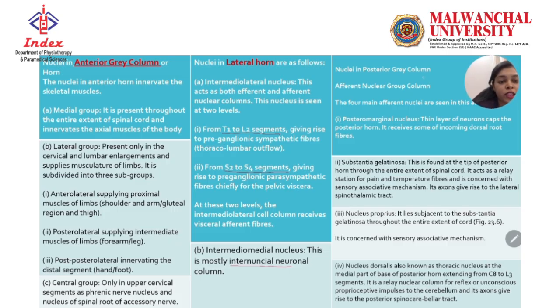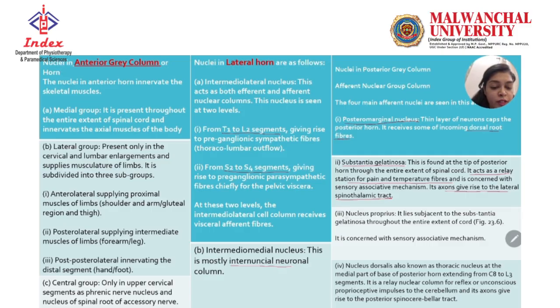Now if we talk about the posterior gray column, here we can see 4 main nuclei. The first is the posteromarginal nucleus, which receives some incoming dorsal root fibers of sensory neurons. Now if we talk about substantia gelatinosa, it acts as a relay for pain and temperature fibers. So here the sensations of pain and temperature are transmitted, and its axons give rise to the lateral spinothalamic tracts.